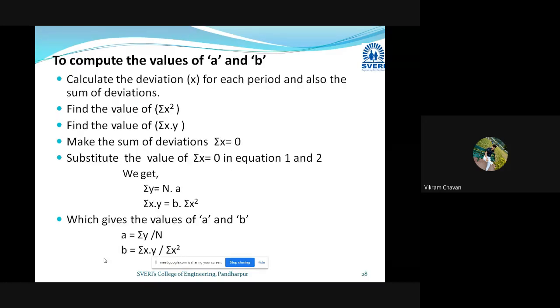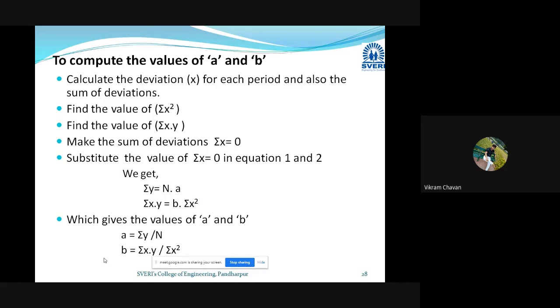Now we need to compute the values of a and b. For that purpose, first of all, we need to calculate the deviation. Yesterday in the problem we saw how to calculate the deviation. On that basis, the summation of deviation should be equal to 0. So the deviations should be such that their summation is equal to 0. Then we find the x square values, which are the squares of the deviation values, and then the summation of x square.